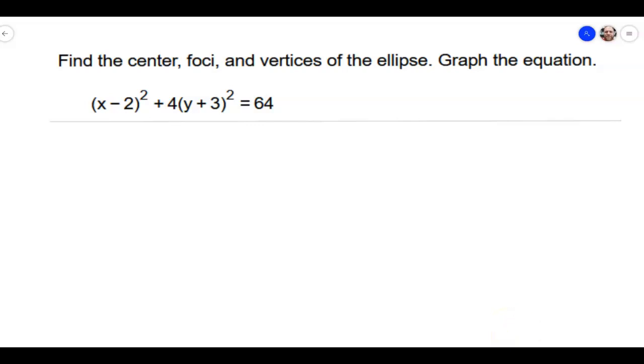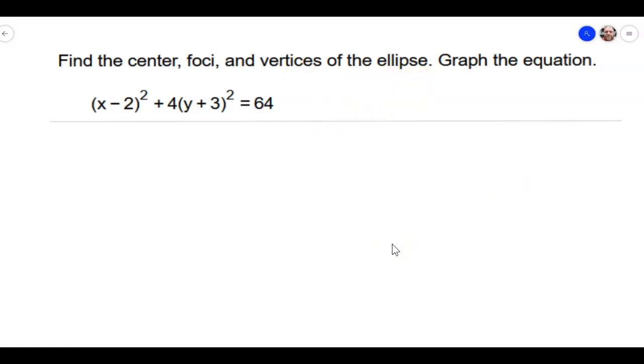Hey everybody, this is Mr. Beckstrom, and today I want to take a look at an example from 10.3. This is number 9, and this is in the section for the ellipse. It says find the center, foci, and vertices of the ellipse and graph the equation here.